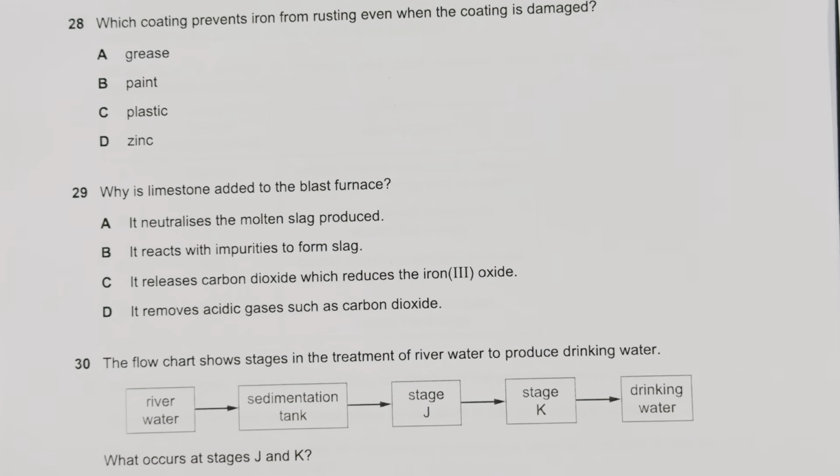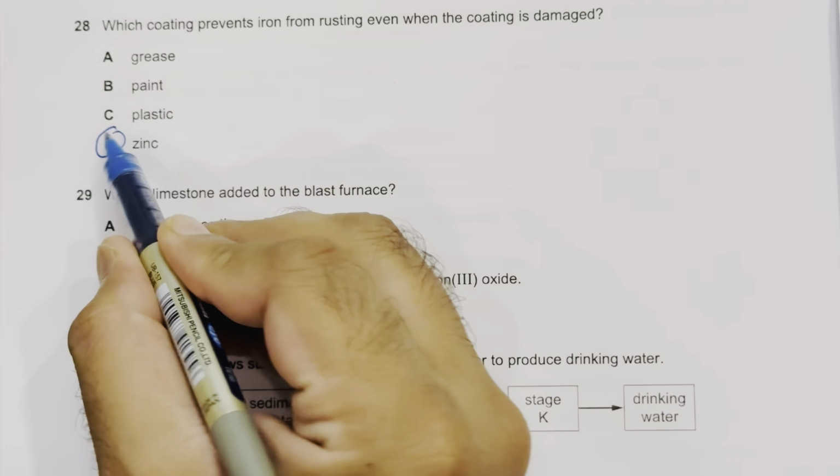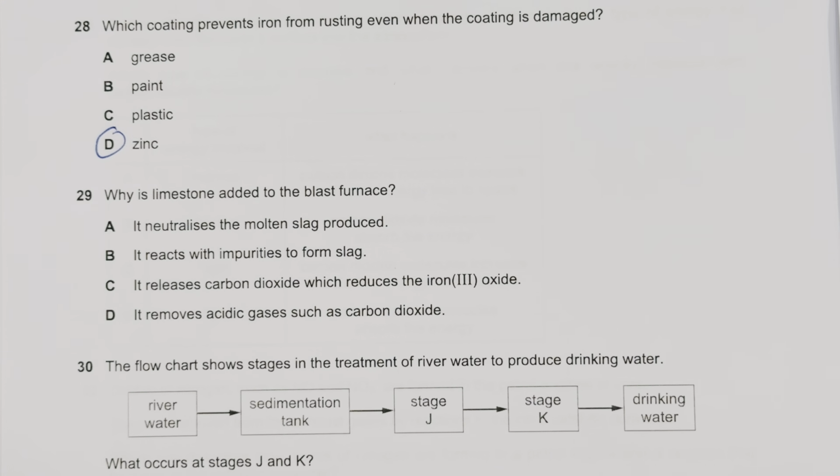28 is from the topic of electroplating. Which coating prevents iron from rusting even when the coating is damaged? This is the concept of sacrificial element, and the sacrificial element for iron is zinc. So moving to question number 29.